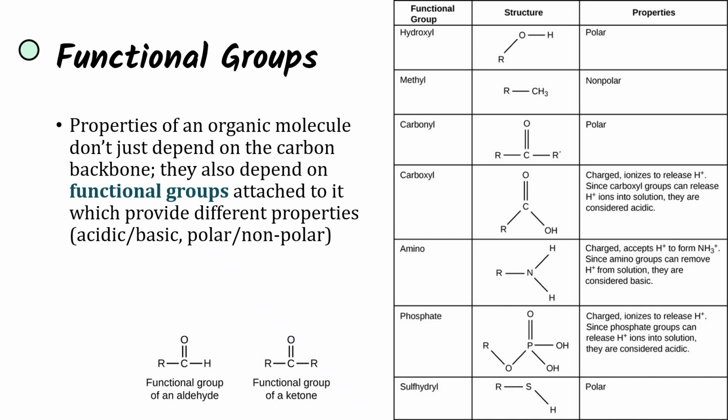And finally, we have a sulfhydryl group, which is very simple. It's just a sulfur attached to a hydrogen, and it's also polar because sulfur is electronegative. So you can see how these functional groups each have their own properties. And now we're going to take a look at identifying some of them.